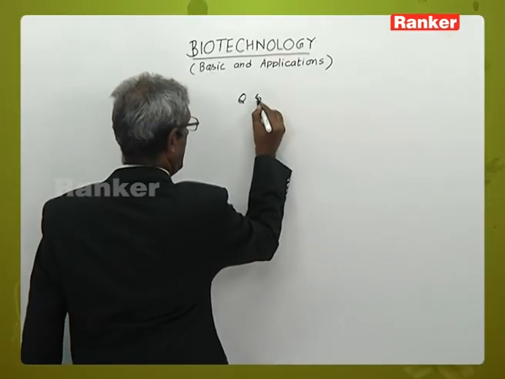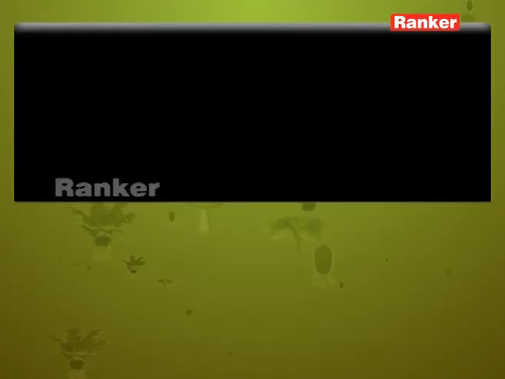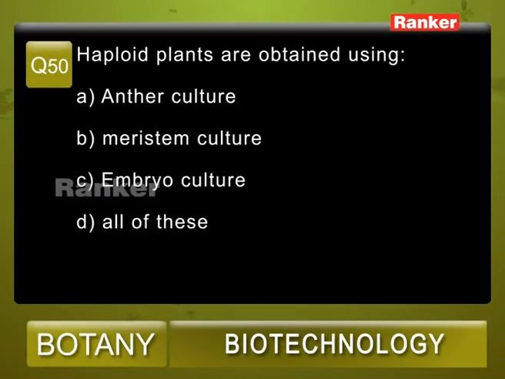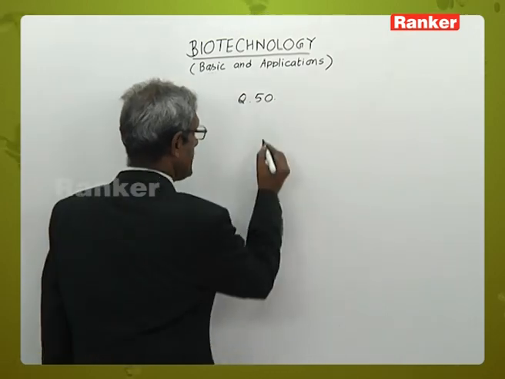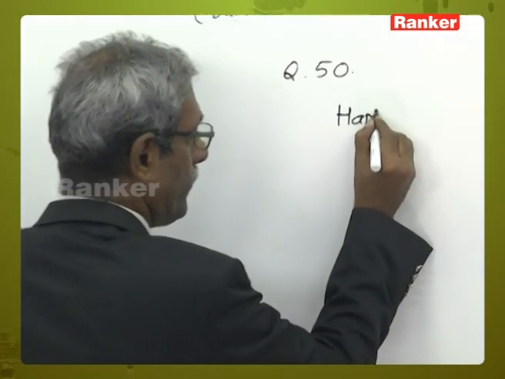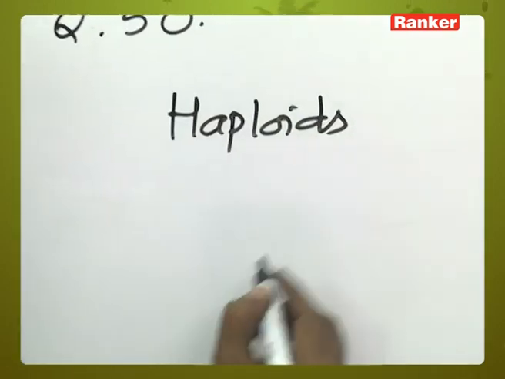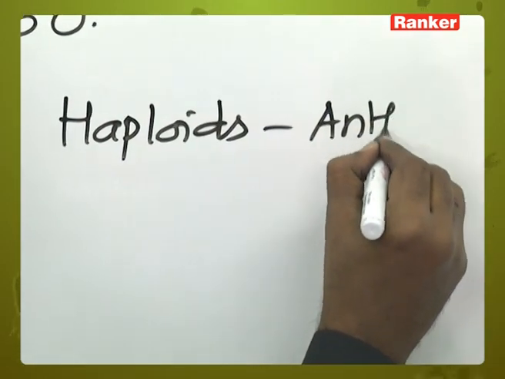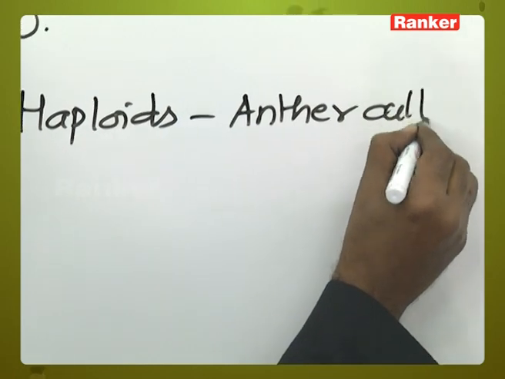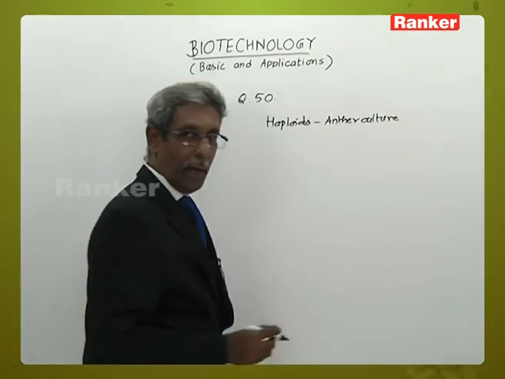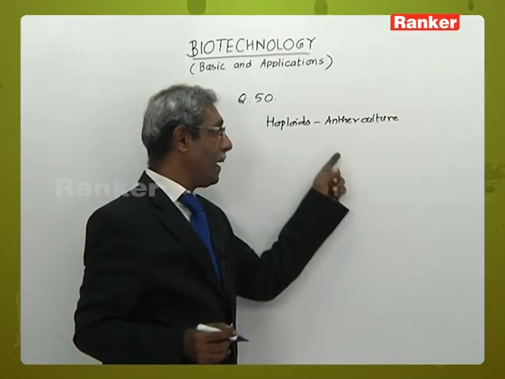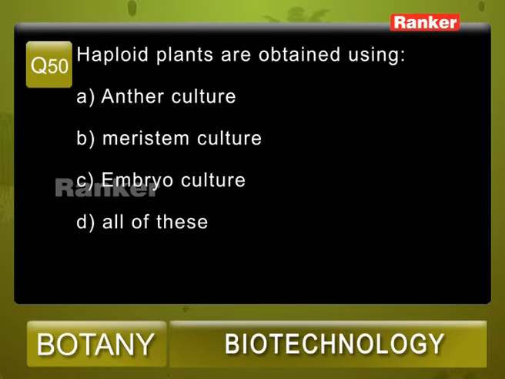We go to question number 50. Haploid plants are obtained from either anther culture or meristem culture or embryo culture or all the above. Normally, haploids are developed by anther culture. Because the microsporangium is haploid. Hence, the answer is A.